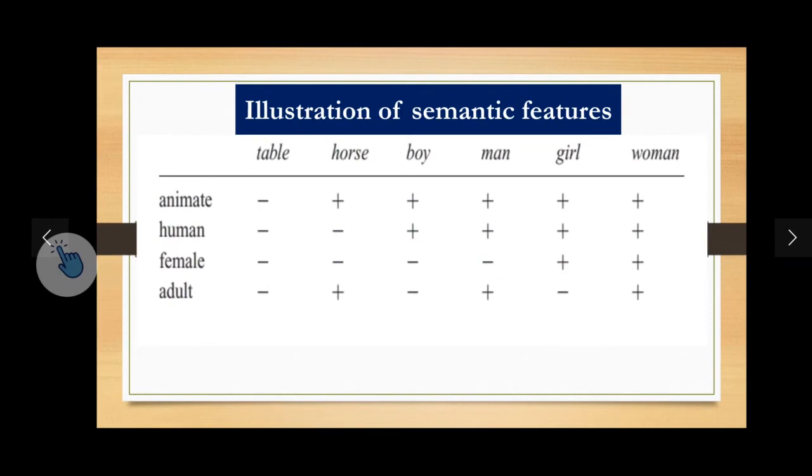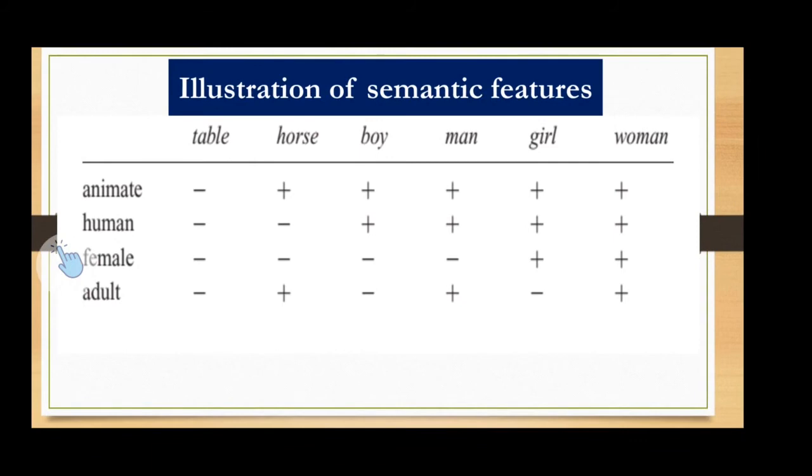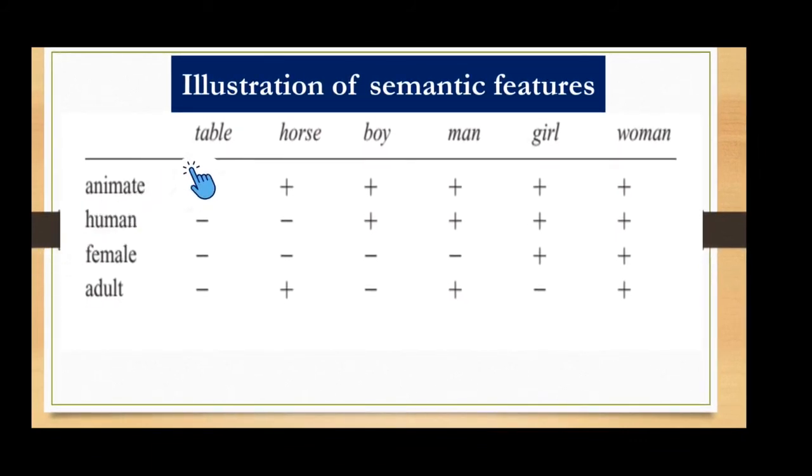Now here we have an illustration of semantic features. In other words, here we will find out how the meaning of one word is different from the meaning of another word through semantic features. So let's discuss this diagram. Here we have a few words. You can see here table, horse, boy, man, girl, and woman. How the meaning of a table is different from the meaning of a horse, and how the meaning of a boy is different from the meaning of a man, and how the meaning of a girl is different from the meaning of a woman. Similarly, how the meaning of a table is different from the meaning of a man, and how the meaning of a horse is different from the meaning of a girl.